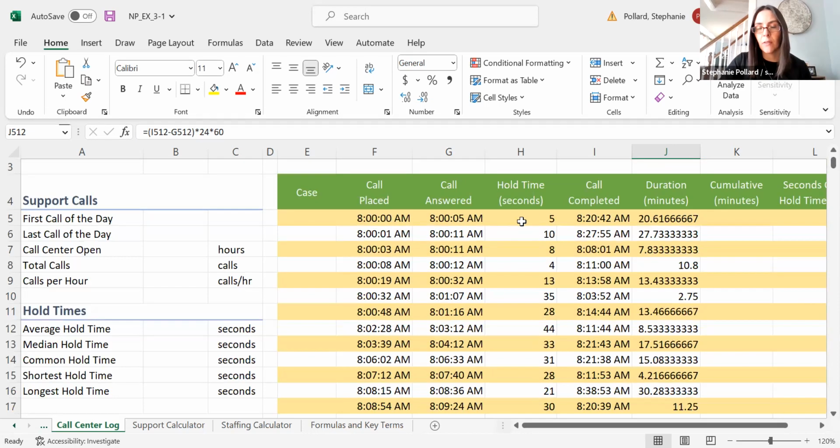Look at the first answer. We said the first answer should have been 5. It is here. We said this answer should have been 10 seconds. It is. Over here, we said that it would be a little over 20 minutes. It is, right? When we did 8:20 minus 8 o'clock. So you want to just check and make sure your formulas are doing what they're supposed to be doing. And that's why you do need a little bit of a math background, some basic arithmetic and algebra in order to be able to check your Excel spreadsheets.